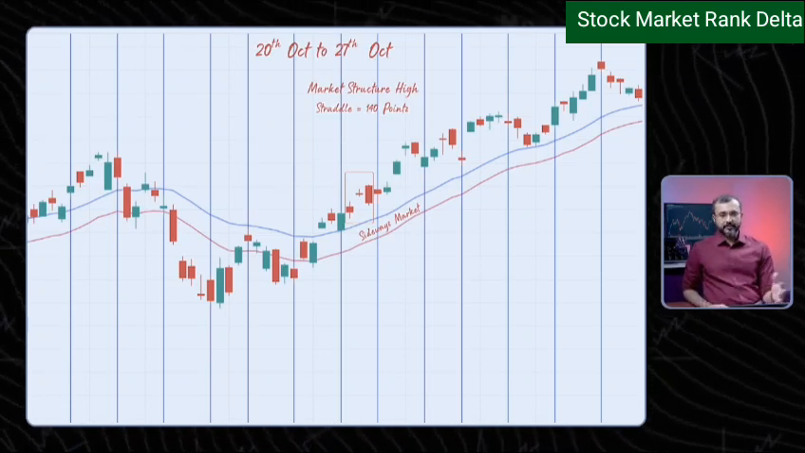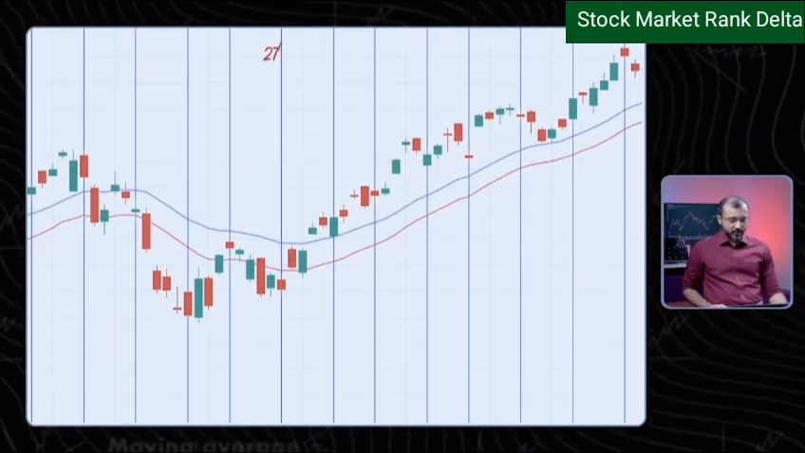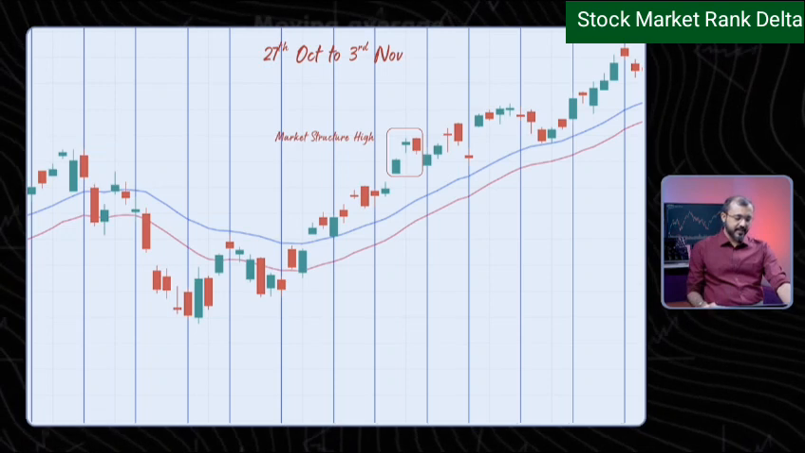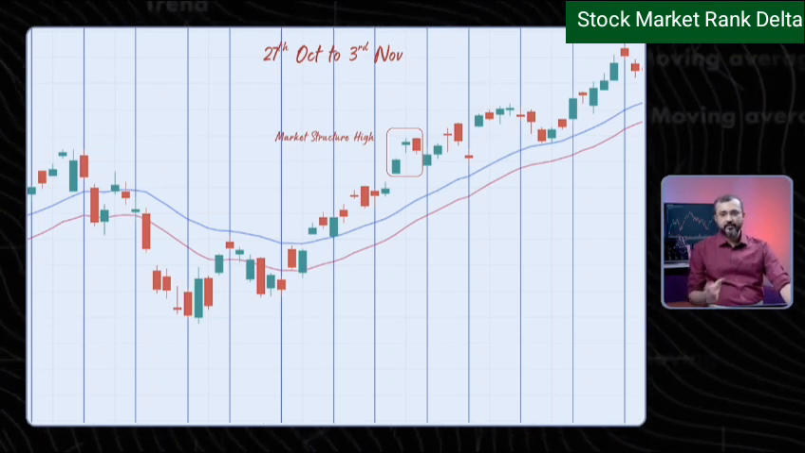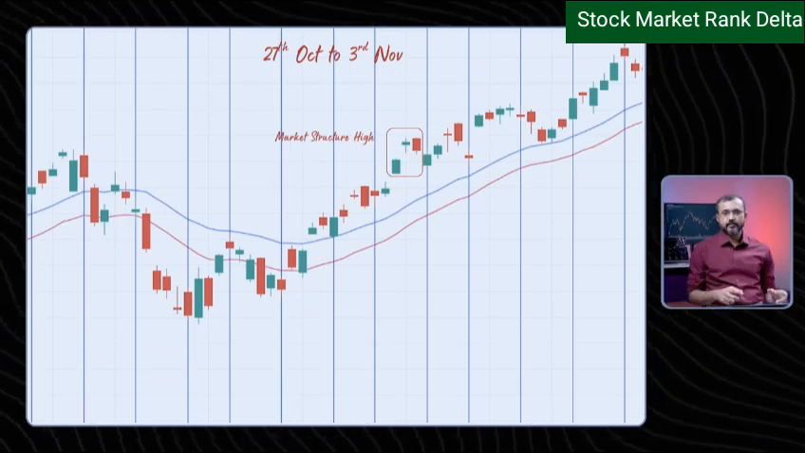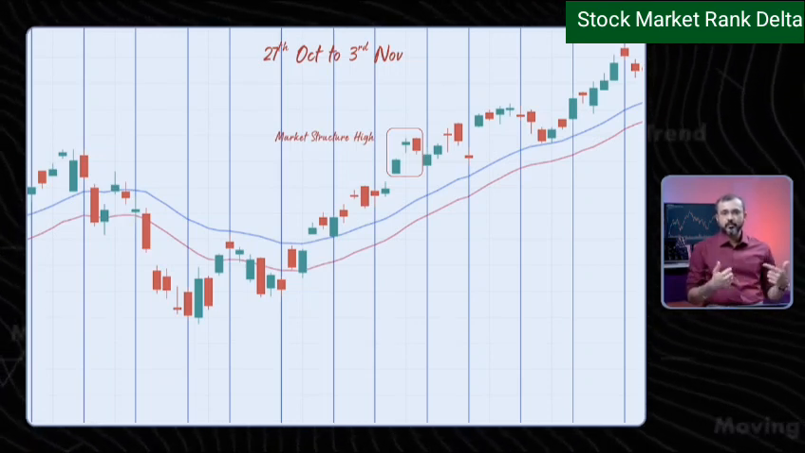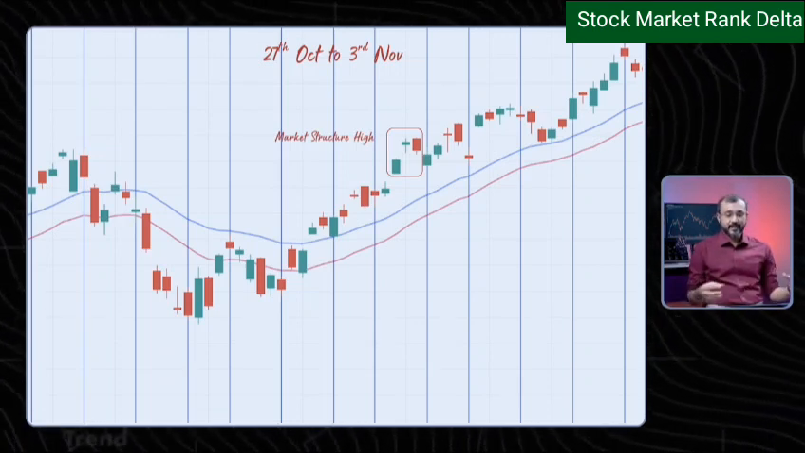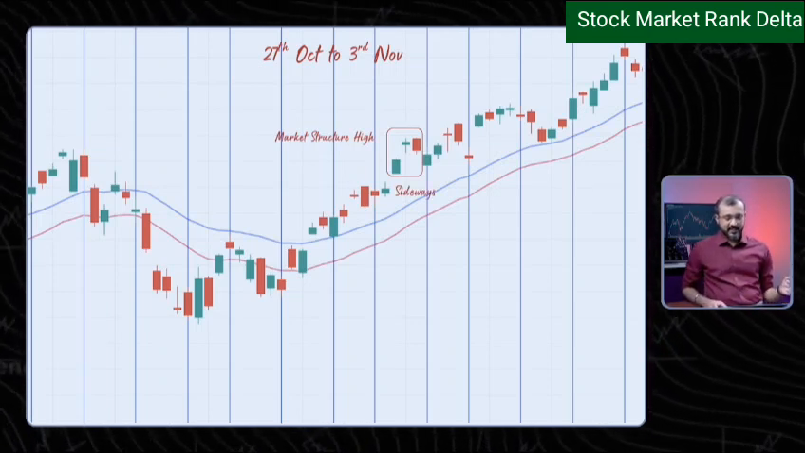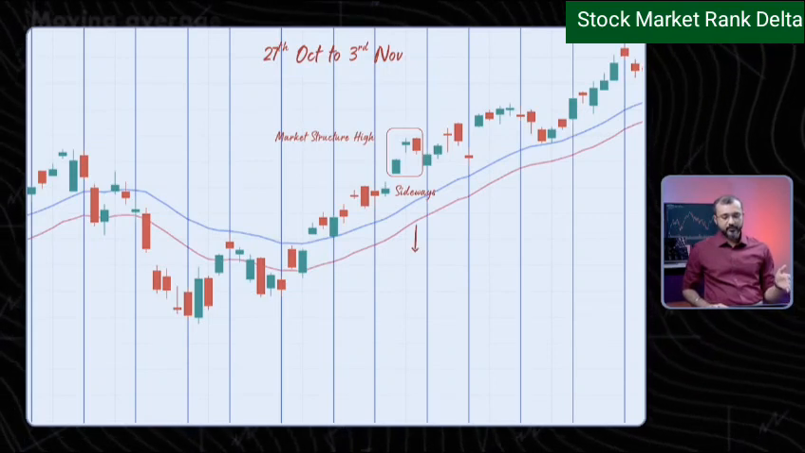So in the 44th week, if you see, from 27th October to 3rd of November, in between there is a market structure high. Two bullish candles and one bearish candle which is engulfing the previous candle. We are getting a lower close, which is we are forming a market structure high above moving average. So the trend is sideways. So we know the strike. So what we do is we select the median range, we go short.